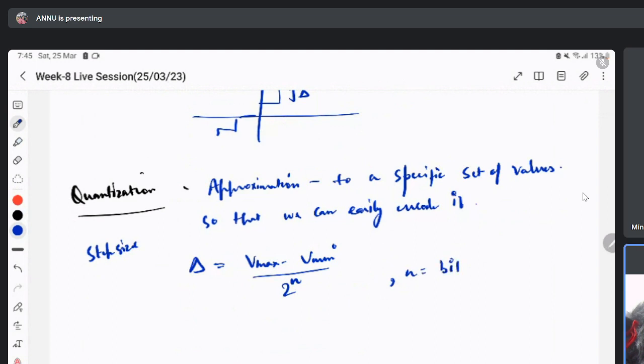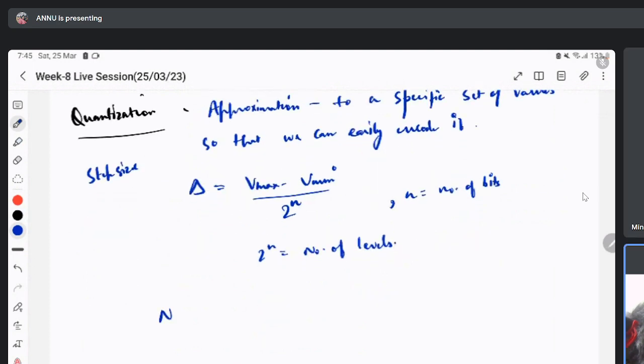Is it correct? Number of levels. Yes, ma'am. It looks correct, because 2 power n is the number of levels.